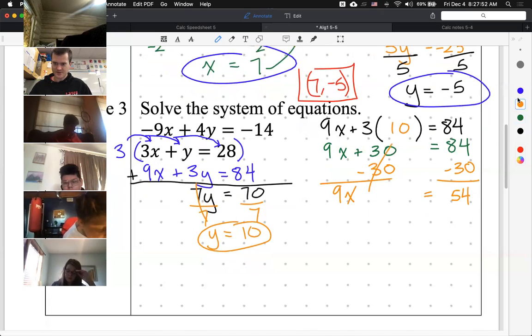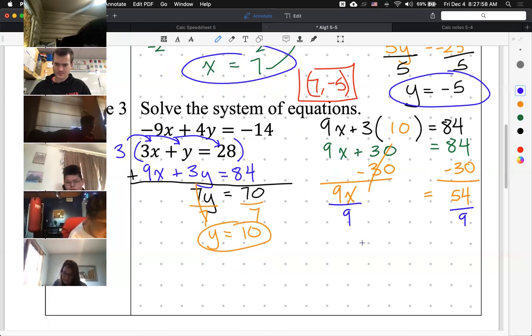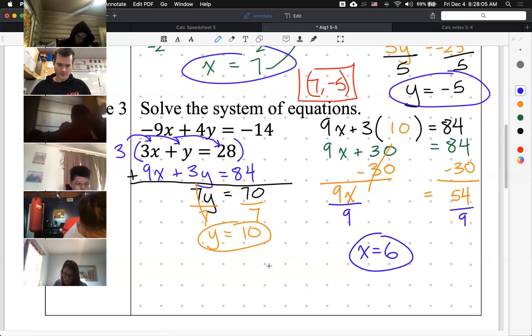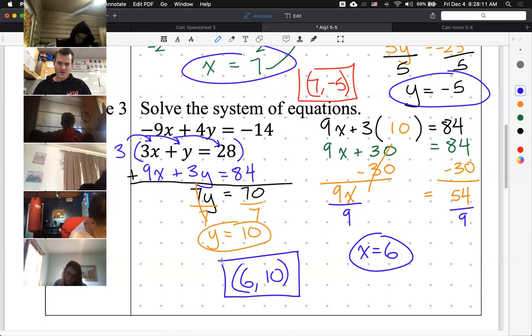And what's that last step, Diego? You would divide 9 by both sides, on both sides, which would get x equals 6. There it is. We'll put a rectangle around that, and then we'll do (6, 10) as the final answer with parentheses to let you know it's a coordinate pair. And we box it. There it is.